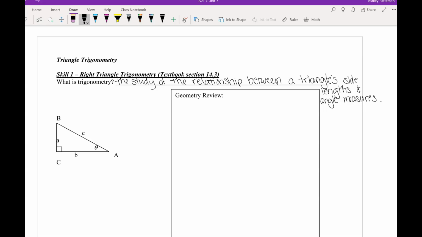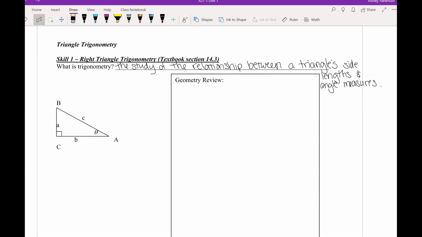Now, hopefully you remember from geometry, but we're going to do a very fast, very quick review. If you look at the triangle to your left, we have three angles. We've got angle A, angle B, and angle C. And angles are always listed with capital letters. Okay? Angles are always listed with capital letters.